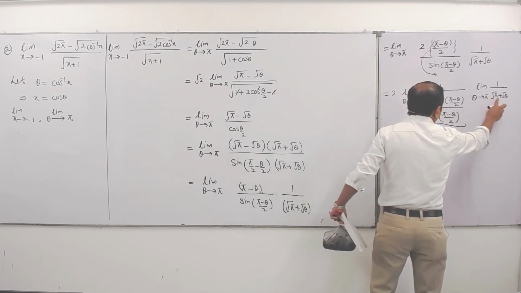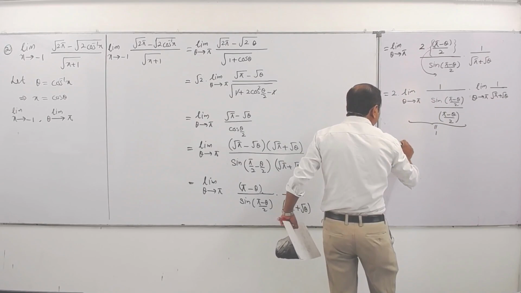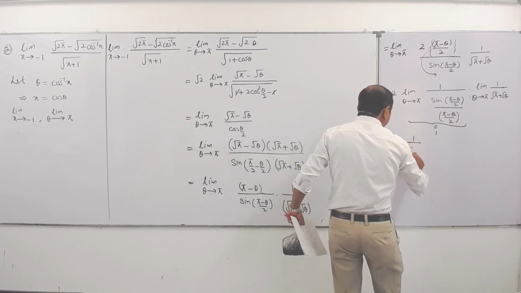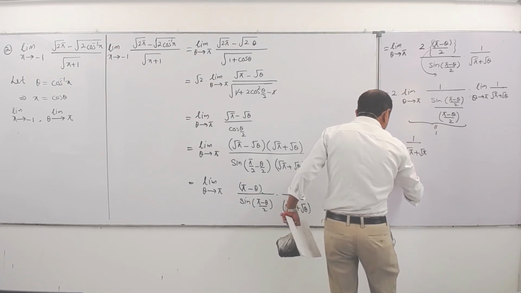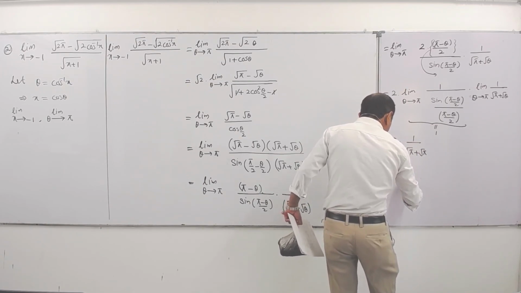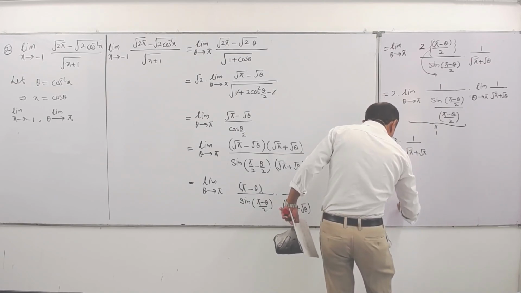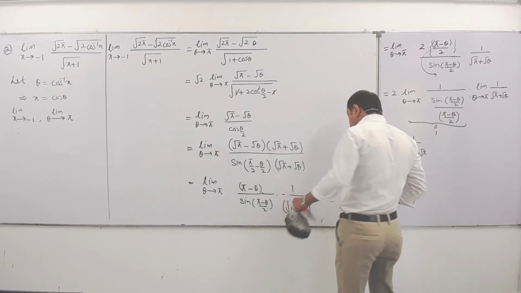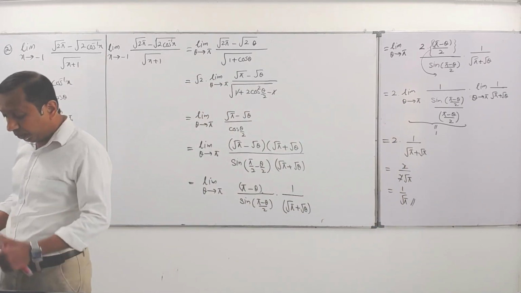Here theta going to pi means this will be pi. Here we have 2. 2 into 1 over root pi plus root pi, 2 over 2 times root pi. This 2 you can cancel down. We get 1 over root pi as the answer. Correct, no?